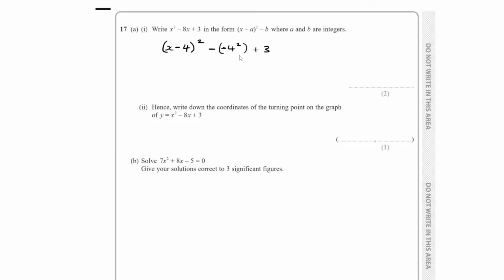And obviously now you just need to work out this bit. Okay, so minus 4 squared, be careful in your calculator. Minus 4 squared is positive 16, so be careful if your calculator gives you negative 16. But because I'm subtracting it, minus 4 squared minus positive 16 plus 3. So overall, obviously that would be minus 13, wouldn't it? (x minus 4) squared minus 13. So that's a and b.